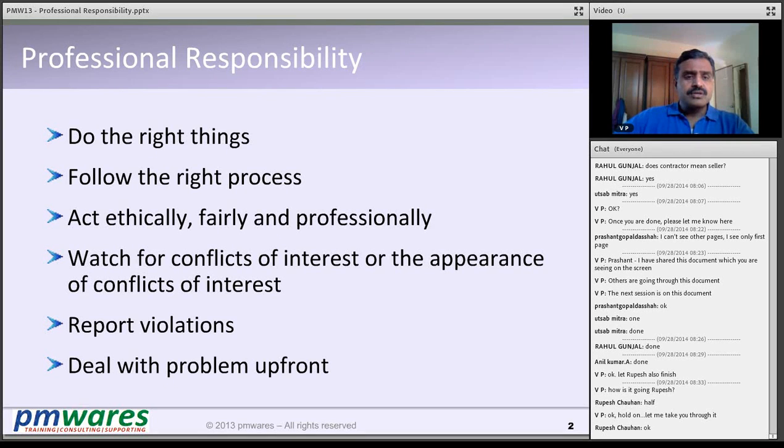Okay, report violations if we see violations of this code of ethics and professional conduct. And as we learn in conflict management, we should deal with the problems upfront. Means we should approach the person with whom we have problems and discuss the problem, instead of talking here and there all around and not getting to the point.